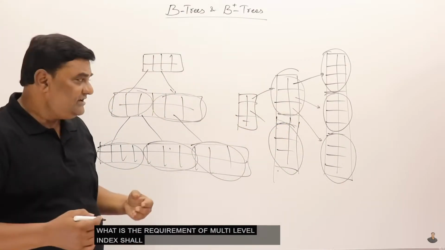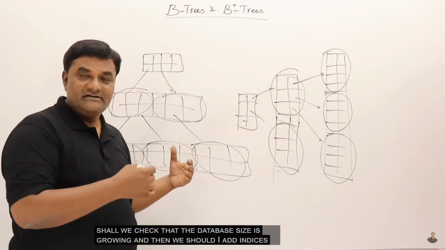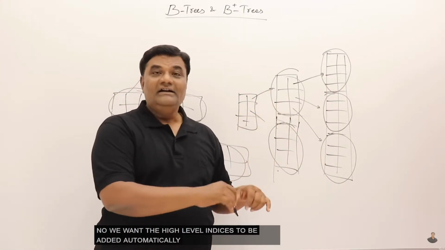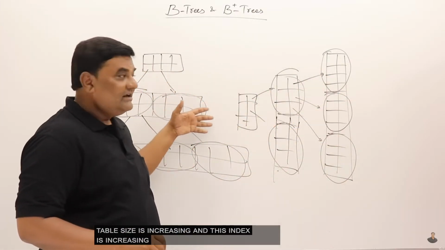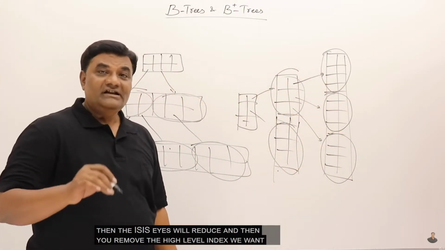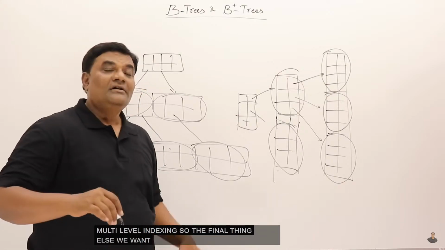Now what is the requirement of multi-level index? Shall we add the index manually? Shall we check that the database size is growing and then add indices one by one? No. We want the high level index to be added automatically and deleted automatically. If table size is increasing and this index is increasing, then you add one more index. If you are deleting records, then the index size will reduce and then you remove the high level index. We want self-managed high level indexes. That's multi-level indexing. So the final thing is we want self-managed multi-level indexing.